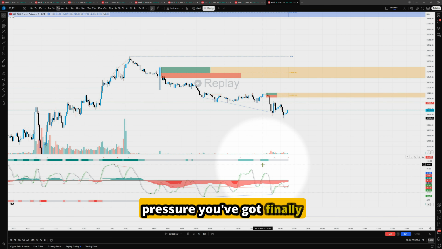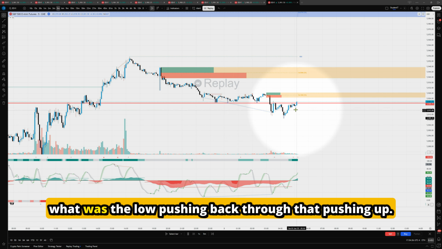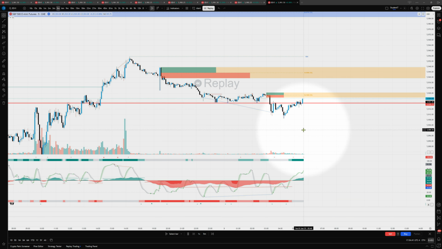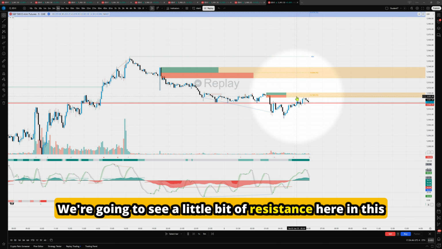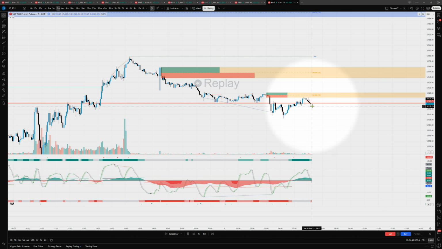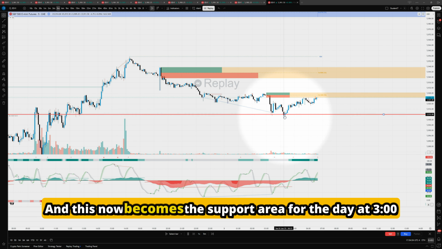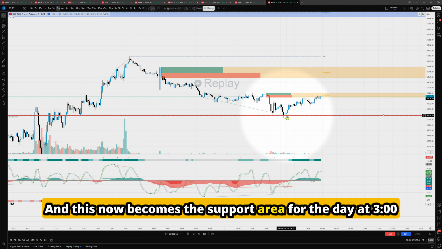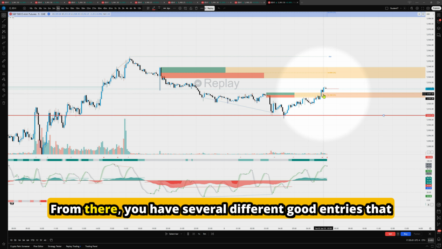You've finally got rid of the divergence that was there, trending down, coming back up to what was the low, pushing back through that, pushing up. Now we're getting some positive upward momentum. We're going to see a little bit of resistance here in this order block. But from there afterwards, it's going to find some good momentum. And this now becomes the support area for the day at 3 o'clock or the 4 o'clock time. From there, you have several different good entries that are building up.